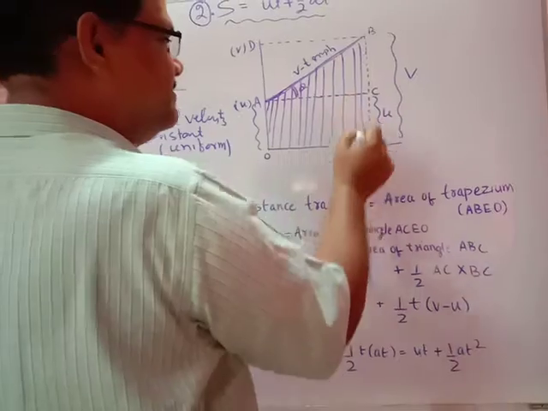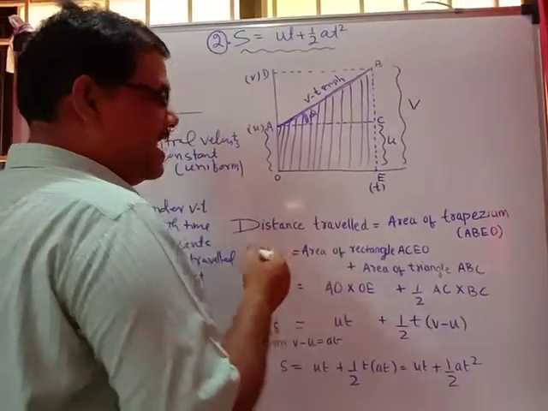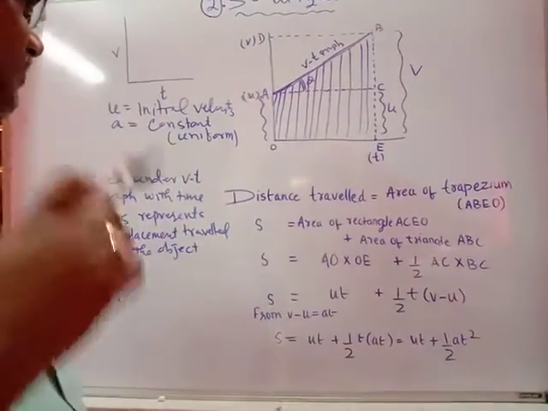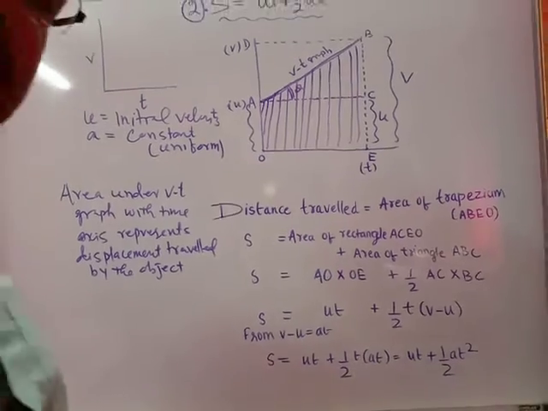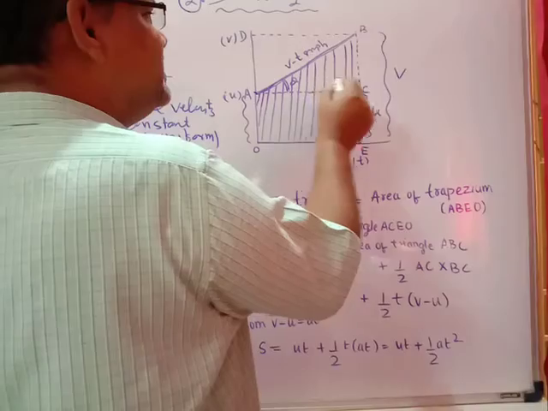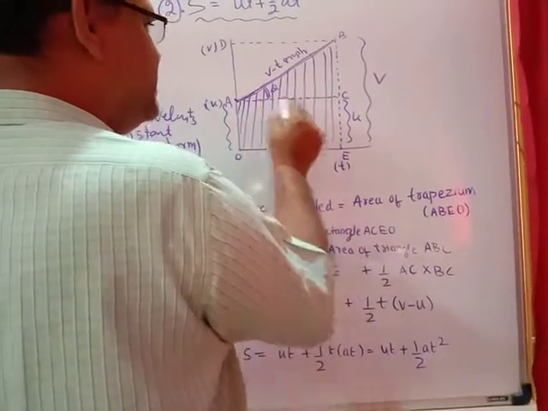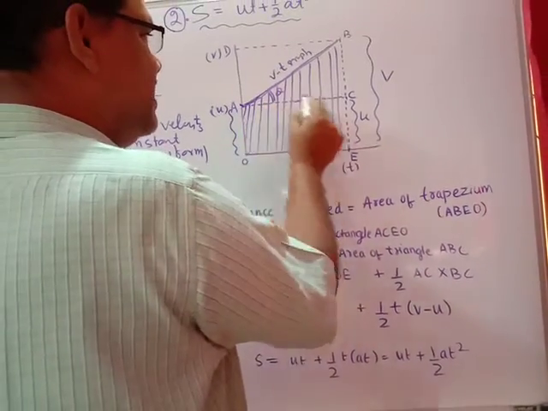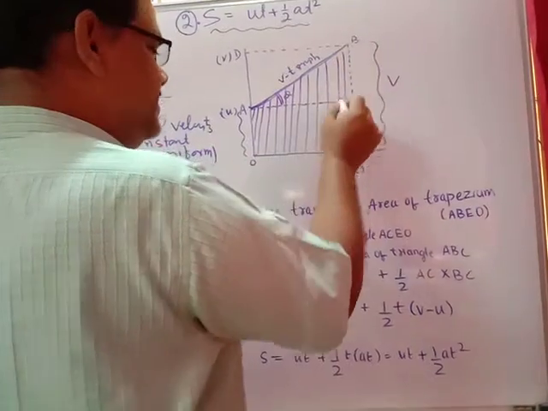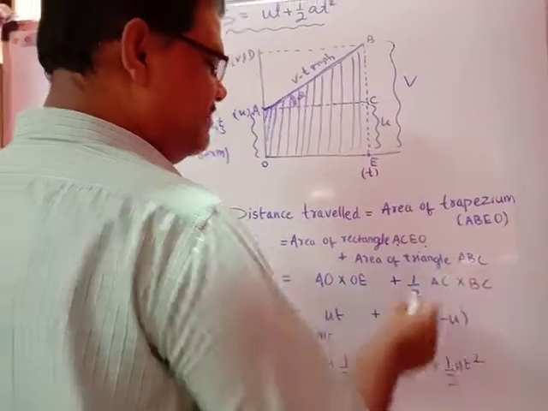ABEO is the trapezium. These two are the parallel lines, AB is the graph, that is the v-t graph, and OE is the time axis. So what is s? S is the area of rectangle ACEO plus the area of triangle ABC.